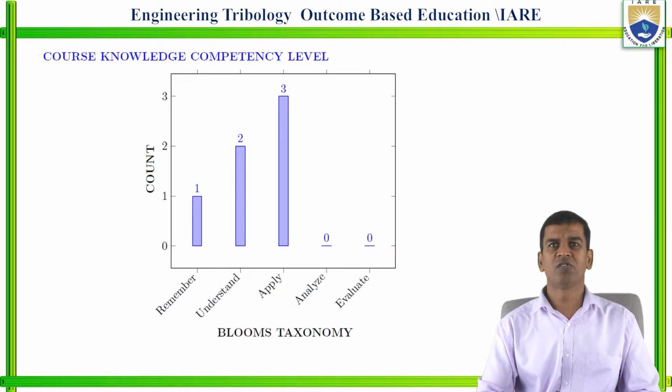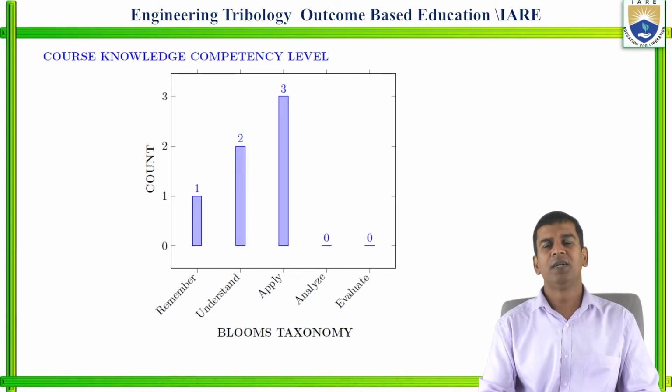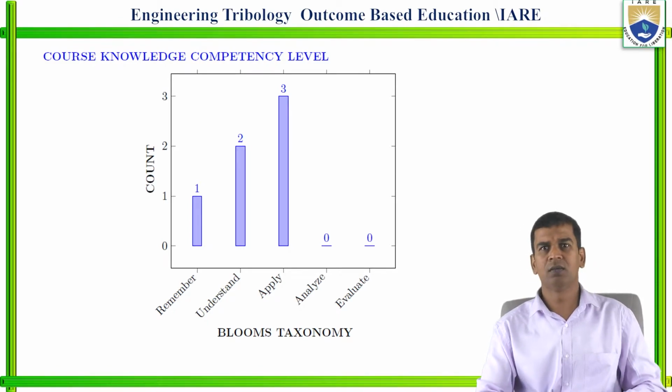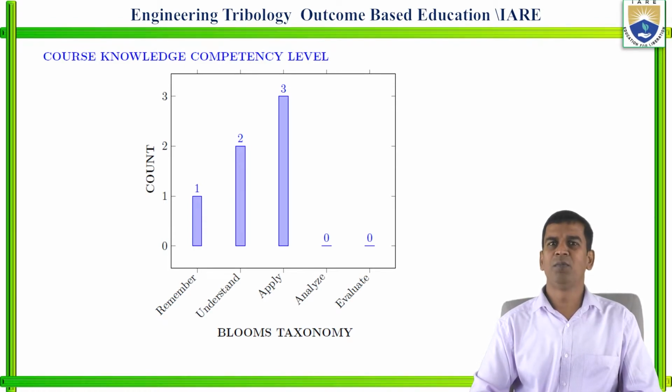This is the course knowledge competition level. You can see in the previous CO, how many remember levels are there, how many understand levels are there, and how many apply levels are there. You can see in the graph, it is maintained. The graph is plotted between Bloom's cognitive levels and the number of counts. The X-axis is Bloom's taxonomy level, and the Y-axis is the number of counts.